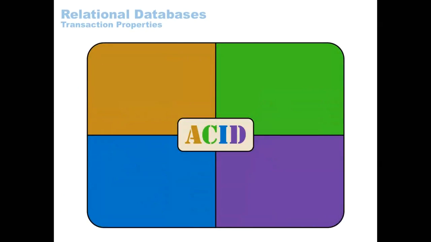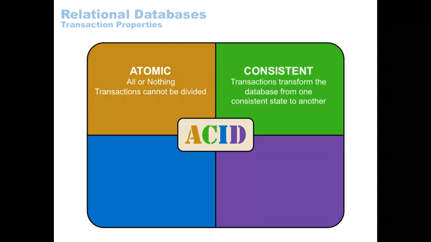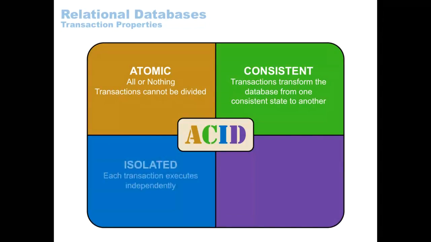So looking at the properties of the transactions associated with relational databases, it goes by the acronym ACID. Have you talked about the ACID properties? Okay. ACID stands for atomic. The transactions have to be all or nothing. They cannot be divided. Consistent. Transactions transform the database from one consistent state to another consistent state.